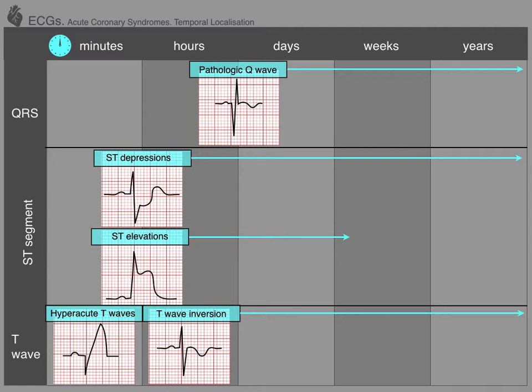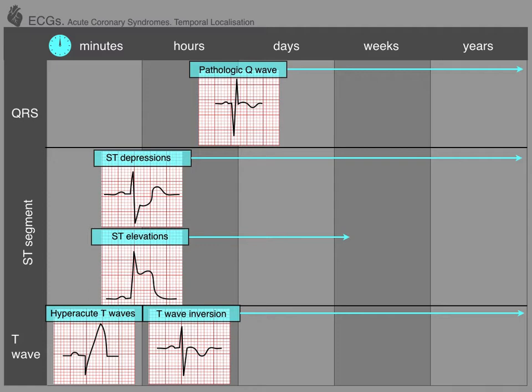As things progress over the minutes to hours towards days mark, you will start to see some T-wave inversions. And once you're getting well into the hours of this event, you will start to see pathological Q waves. So this is where the first deflection within the QRS complex is negative, and it's a deep negative wave. These will usually start to occur once you're getting towards the 6 to 12 hour mark.